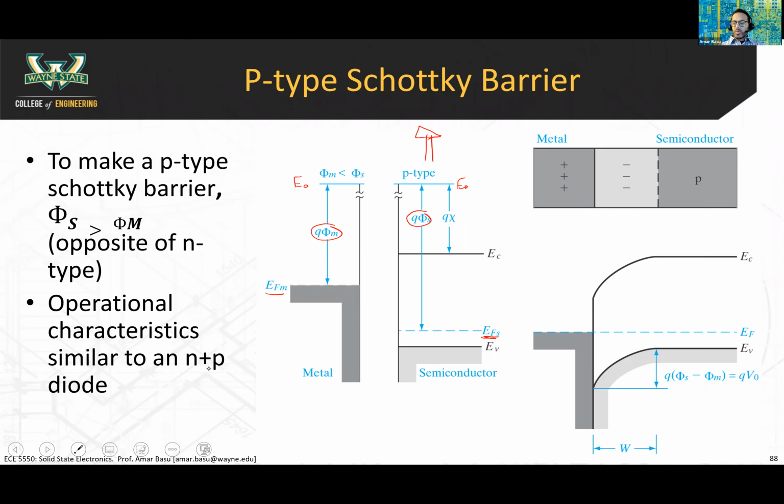One more point I want to mention. It follows exactly the same approach as for the n-type. When you forward bias the p-type Schottky barrier, this barrier height goes down. You want this side of the diagram to go up and this side to go down. So you need to apply a positive potential on the P side of the junction in order to make this go down and reduce the barrier height. Forward bias for a p-type Schottky barrier means you are applying a positive potential to the P side.